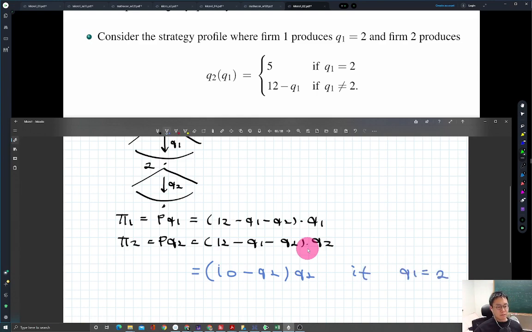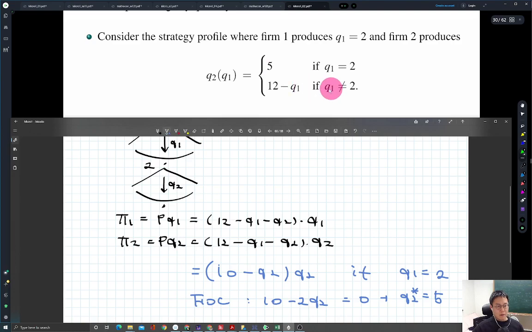So the profit maximizing quantity is derived from the first order condition. The FOC is going to be 10 minus 2Q2, and we set it equal to 0. From that, we can easily find that the profit maximizing quantity is indeed 5 units. It's to produce 5 units. So this is a best response for firm 2.